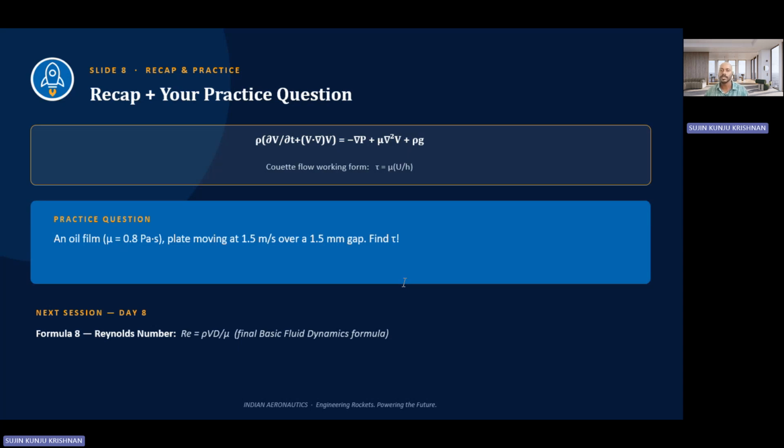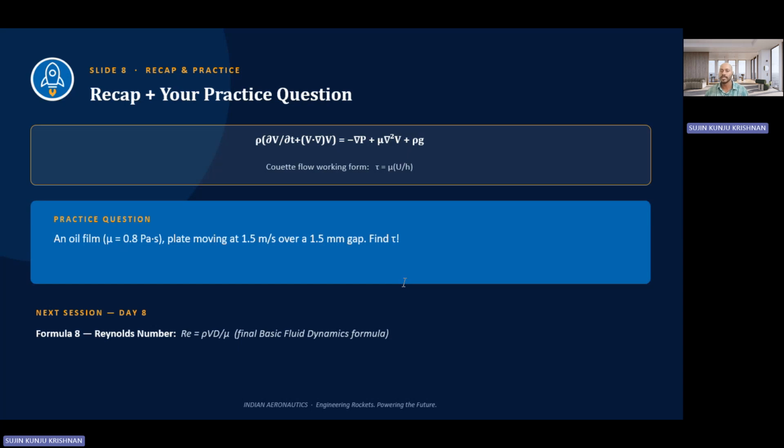Your practice question now: an oil film with viscosity 0.8 Pascal seconds, a plate moving at 1.5 meters per second across a 1.5 millimeter gap. Find the shear stress. Drop your answers in the comments. That's the Navier-Stokes equation done, the equation behind every modern CFD simulation.